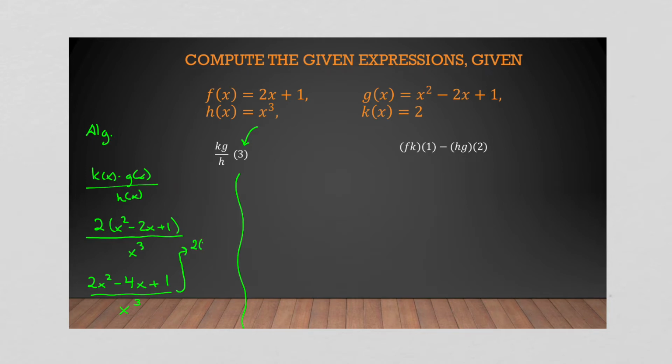So it would be 2 times 3 squared minus 4 times 3, and I'm going to have to erase this partition here, plus 1 all over 3 cubed, so that's 9, 18, minus 12, plus 1, all over 27. So what does that give us? That gives us 6, 7 over 27.